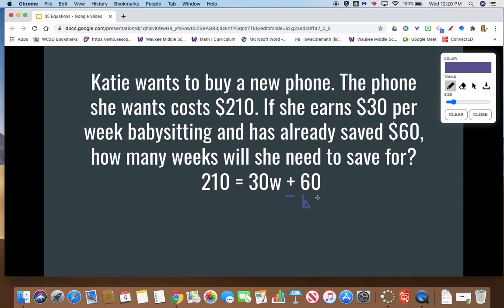Start by moving your constant by subtracting 60 on both sides. That gives us 150 equals 30W.